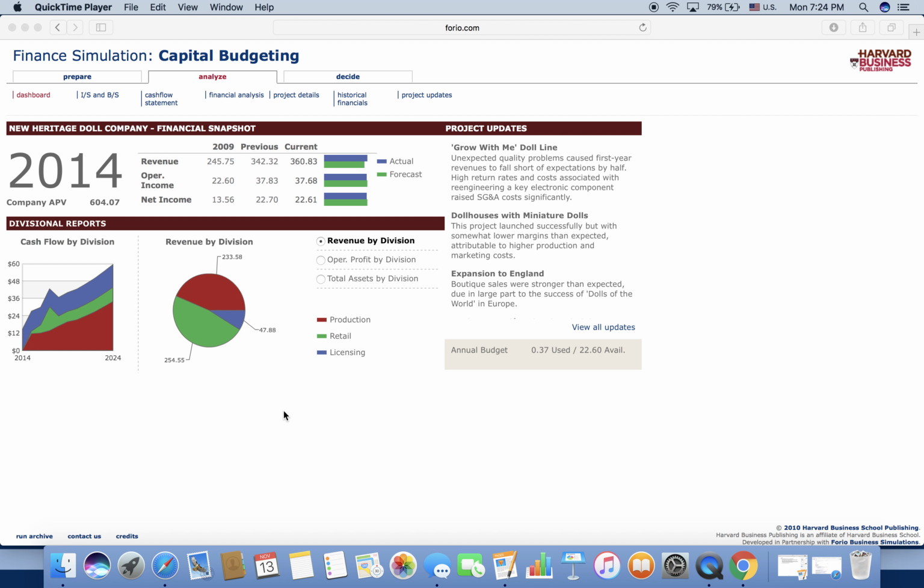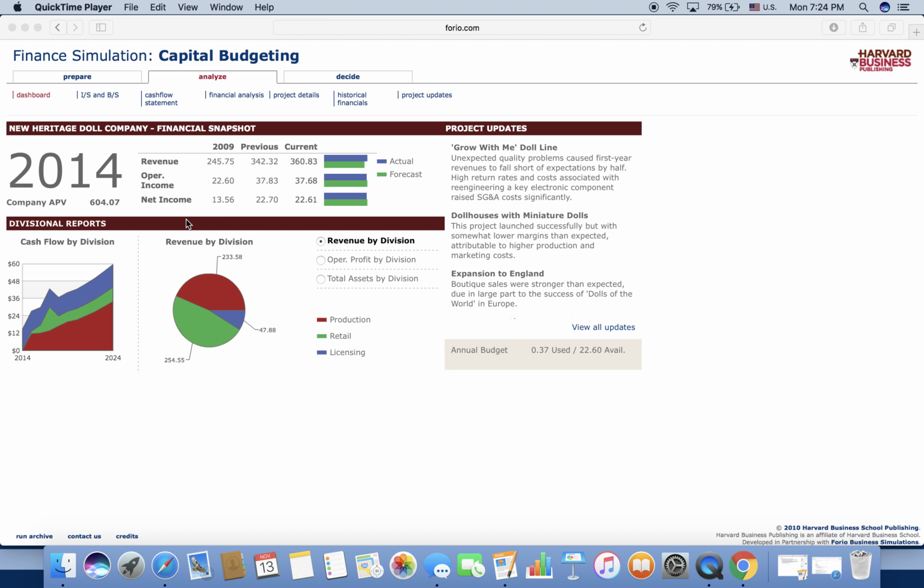All right, guys. So I'm going to try my best to explain to you what I did in the capital budgeting simulation. The main categories I focused on were revenue, operation income, and net income. For the year 2009, my revenue was 245.75, my operation income was 22.60, and my net income was 13.56.